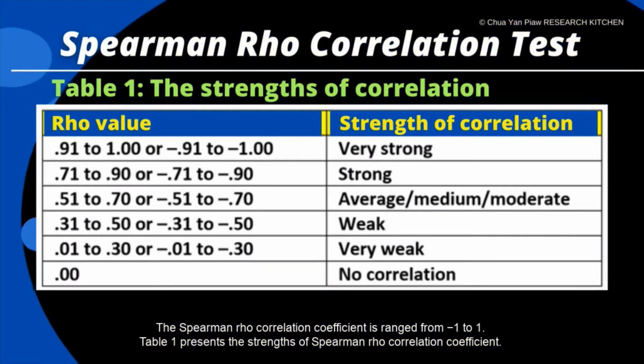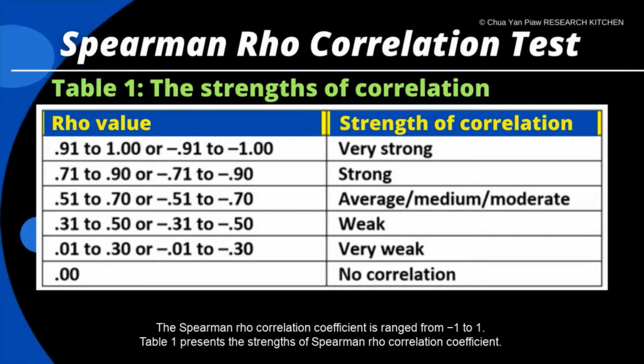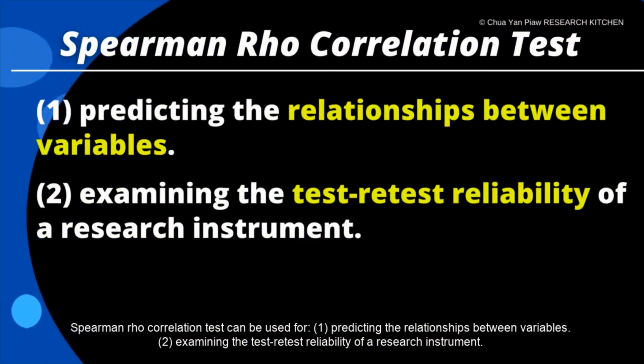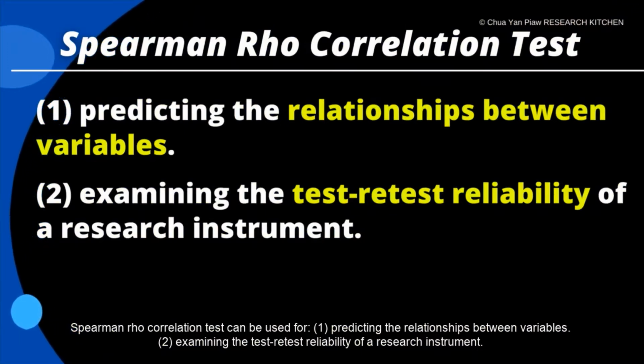The Spearman Rho correlation coefficient ranges from -1 to 1. Table 1 presents the strength of Spearman Rho correlation coefficient. Spearman Rho correlation test can be used for predicting the relationship between variables, and examining the test-retest reliability of a research instrument.